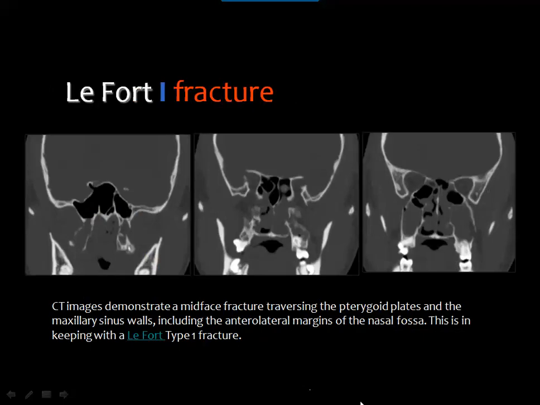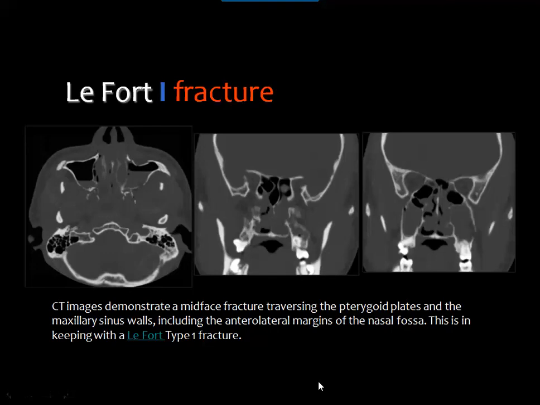And this is also another example. You see the pterygoid blades are fractured, and you see the fracture line passing above the hard palate, and because of that it's known as the floating palate type, and here the fracture will involve the root of the maxillary antra on both sides. And this is known as the Lefort type 1 fracture.